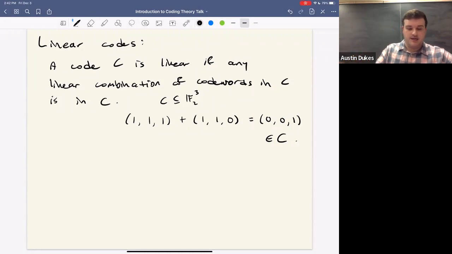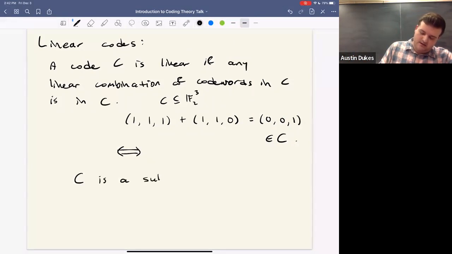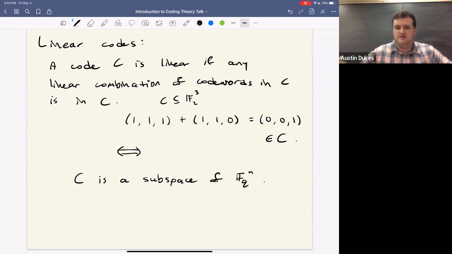In particular, this is equivalent to saying that a linear subset, a subset that's closed under linear combinations, of a vector space is a sub-vector space. So C is a subspace of F_q to the n, for whichever q and n C is considered over. Once C is linear, it's a subspace, and now we have lots of nice properties about C.